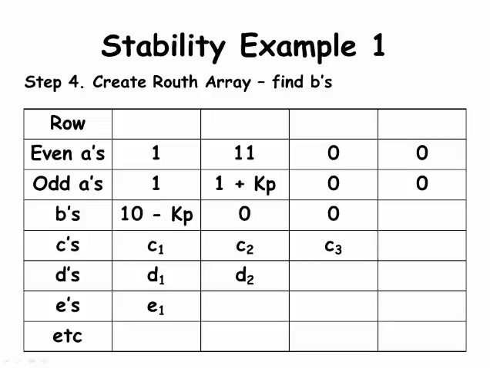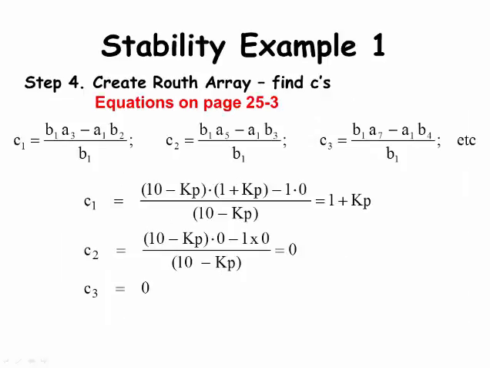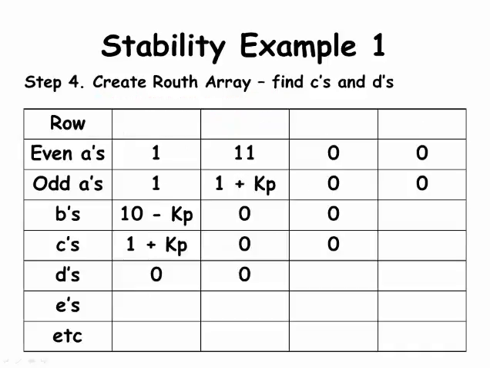Next we need to find the c values. Here are the equations for calculating the c terms. They use the odd a and the b terms. You can find the equations on page 25-3 of the course packet. After plugging in the numbers, we find that c1 is equal to 1 plus Kp, c2 is equal to 0, and c3 equals 0. Here is the array after filling in the c and d values. We can stop when we get a 0 in the first column of numbers.